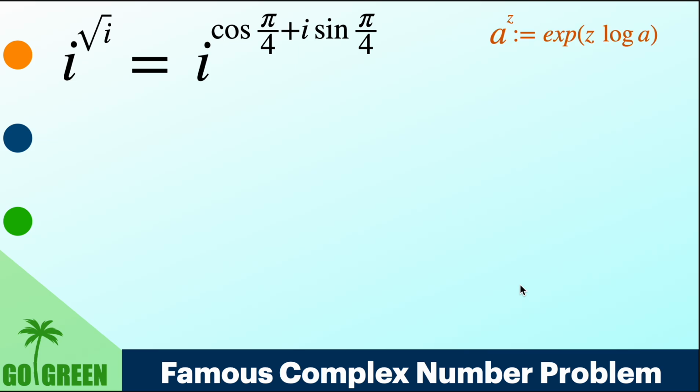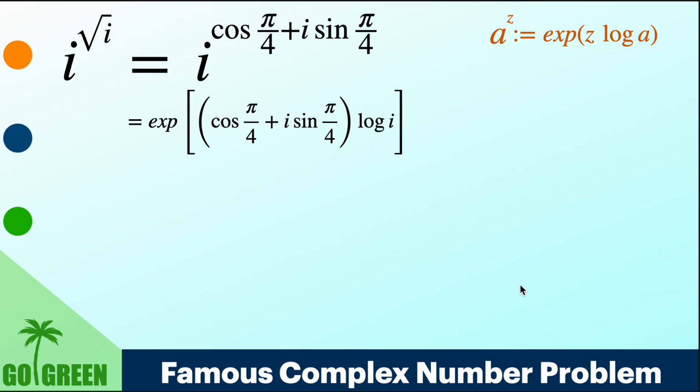Okay, and now the a to the power z definition. We remember it is exponential of z times small log a, because we are working with the principal value. So write the formula here: exponential of z, which is this z, cos pi by 4 plus i sin pi by 4, which is here, and then log a is i, so log i. Now what is small log of i? That we also must understand.